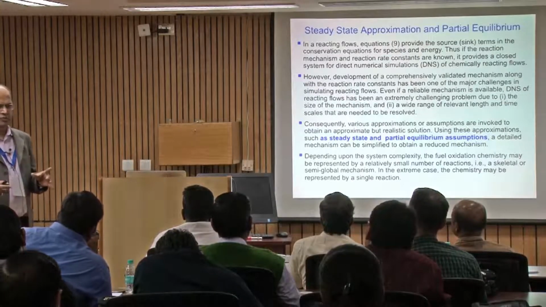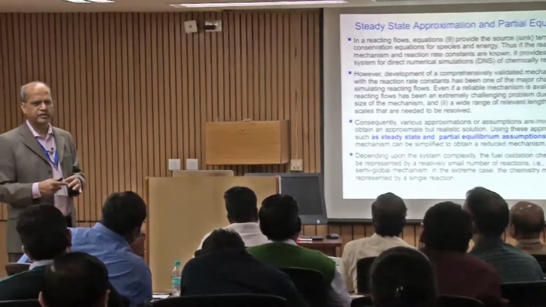So some of the species can be assumed to be in steady state. Their concentration does not change, though they are participating in different reactions. What happens is the rate of consumption almost balances out the rate of production. So for those species, you don't need to consider the reaction rates, because they are in almost steady state. So the steady state approximation deals with a particular species.